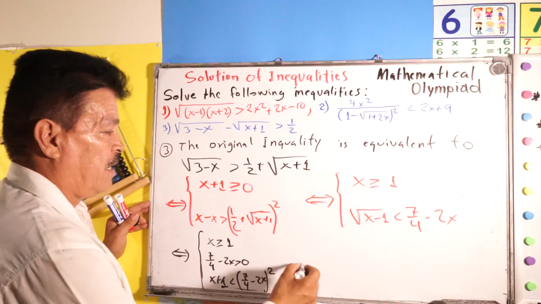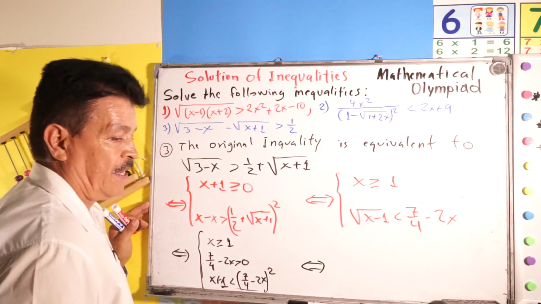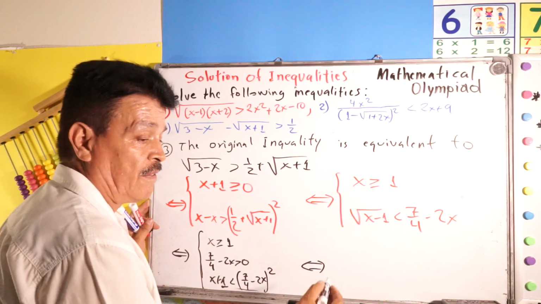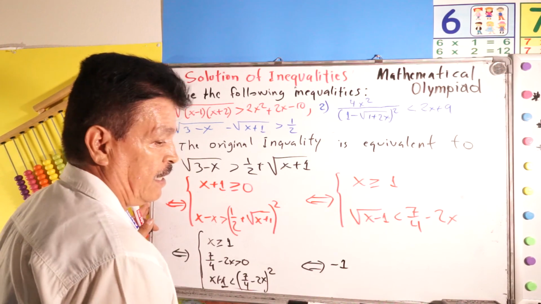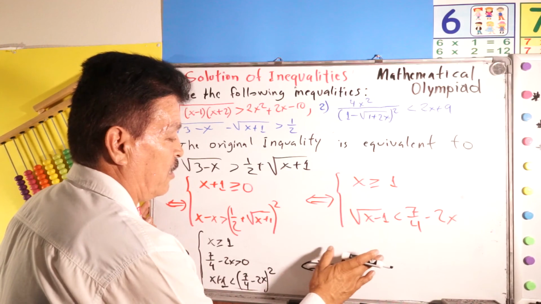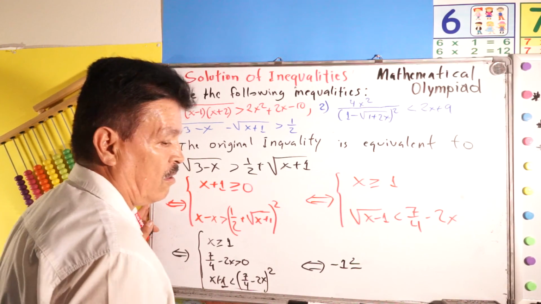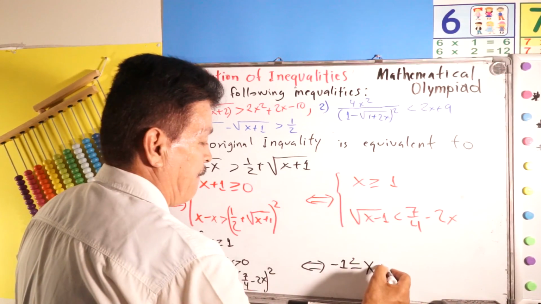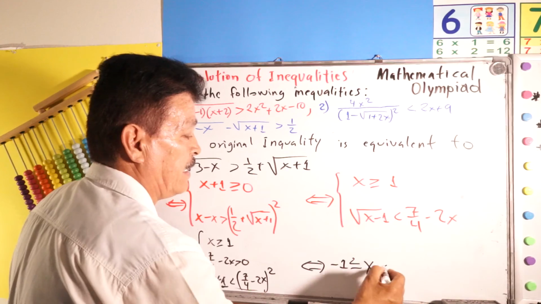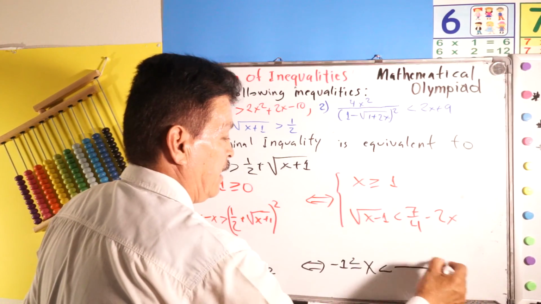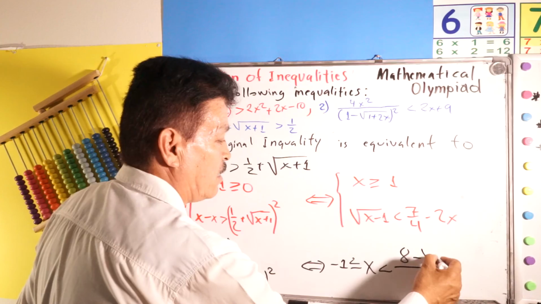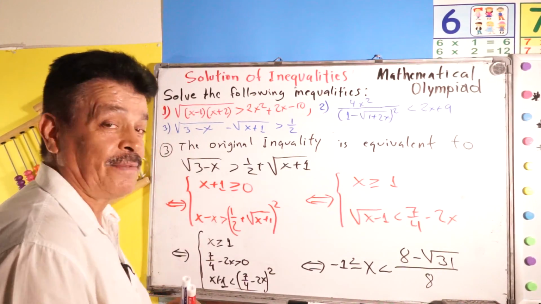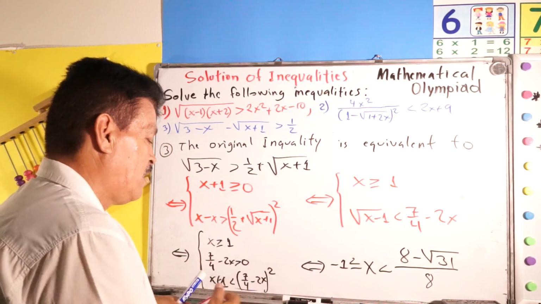So the three conditions become, if and only if, negative 1 less than or equal to x, and x less than (8 minus the square root of 31)/8. All right, so that's it.